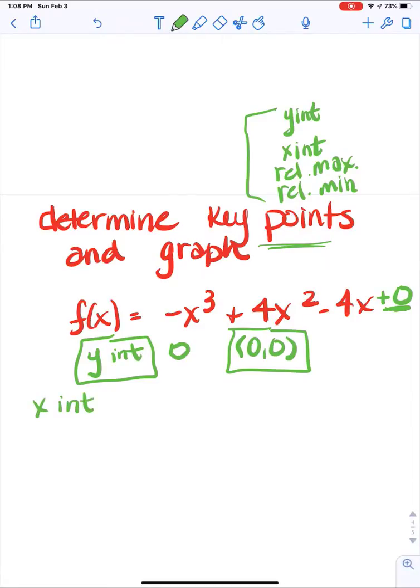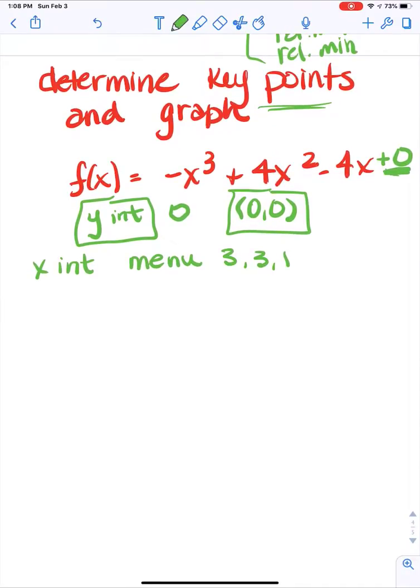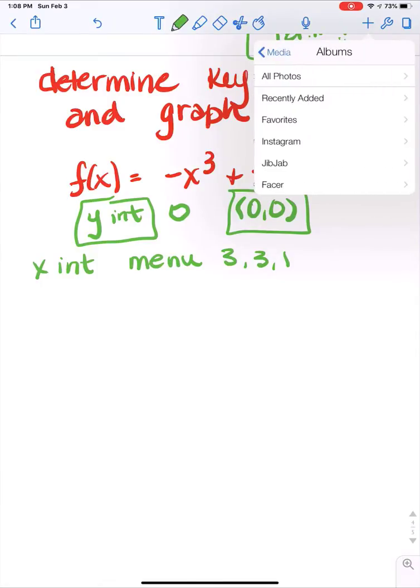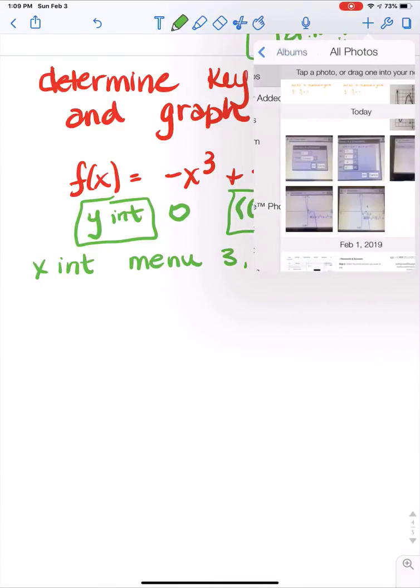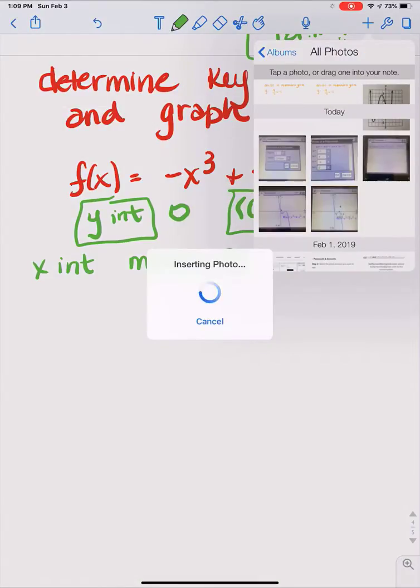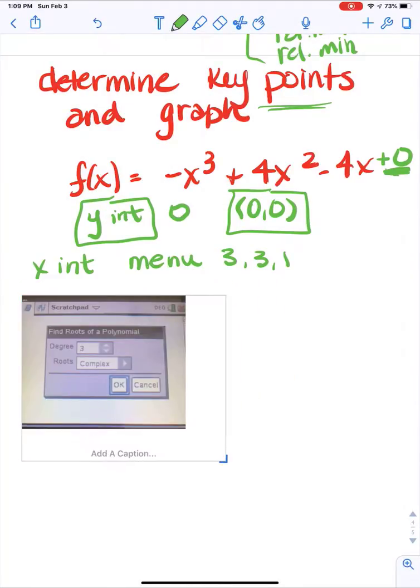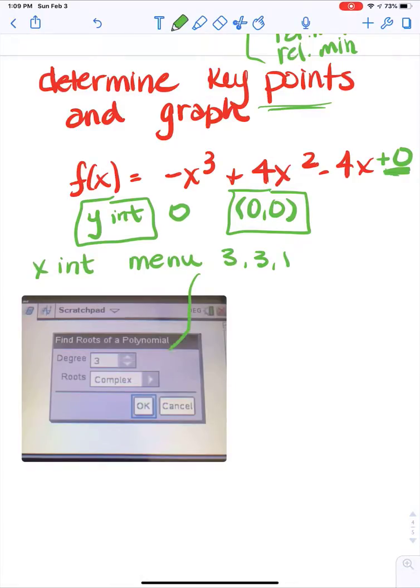So to do the x-intercept, I'm going to have to use my calculator, and I'm going to have to do menu 3, 3, 1. There are a couple of things. I do have to put that 0 on the end in order for it to have standard form. So let me show you a couple pieces of what the screen's going to look like. The first thing that I'm going to do is go ahead and do my menu 3, 3, 1. The big part for me is that I need to change the degree from being 2 to being 3 because the highest exponent here is 3. And I always go through and make sure it's turned on complex.